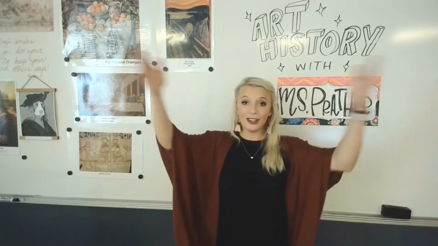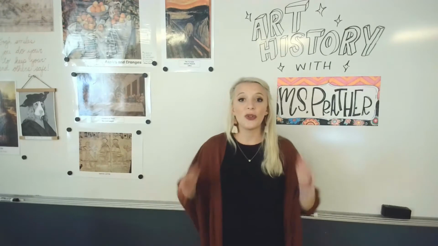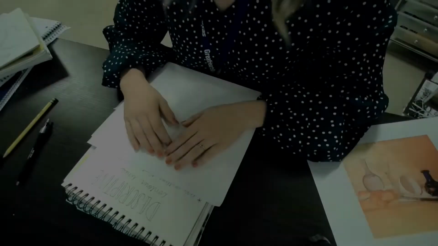Color, line, shape, form, value, texture, and then space, space, space. Remember? Because it goes out, out, out like an echo. So that's space, space, space. Let's try it again. Color, line, shape, form, value, texture, and space, space, space. Good job, everybody.